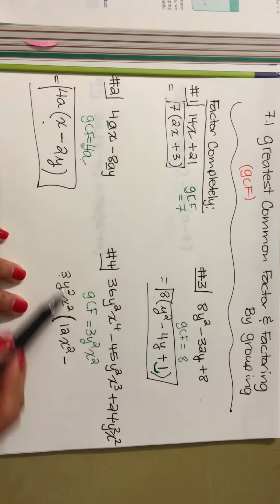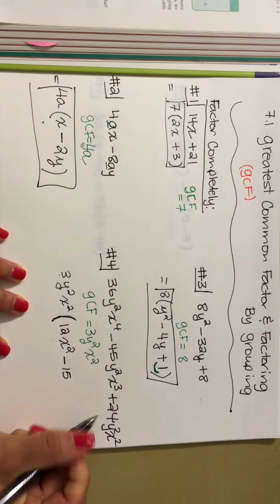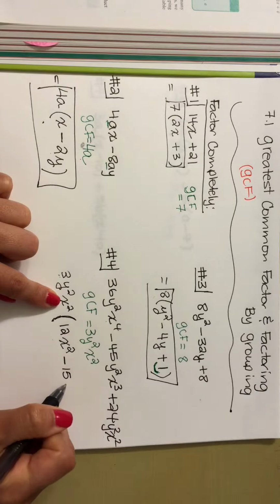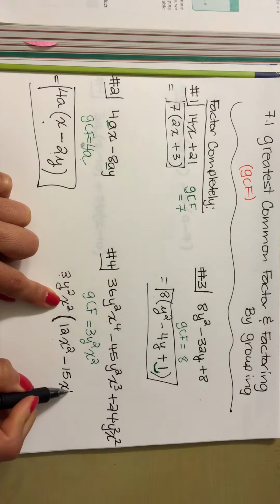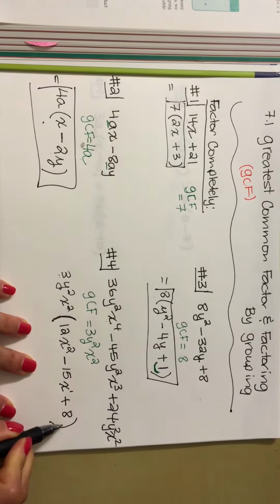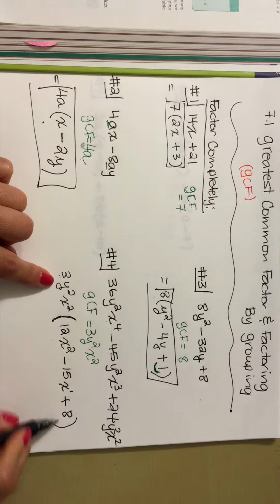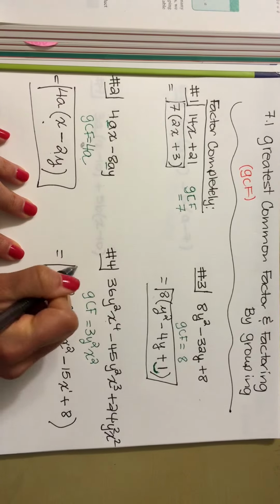Minus 3 goes into 45 how many times? 3 goes into 45 15 times. And then x squared, so I need to have an x here because 2 plus 1 gets me back to 3. Plus 8, and then that's it. No variable here because when I multiply, I get back to y squared x squared. So this is my final answer.